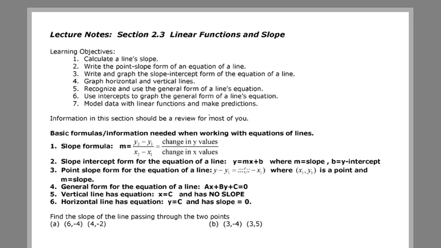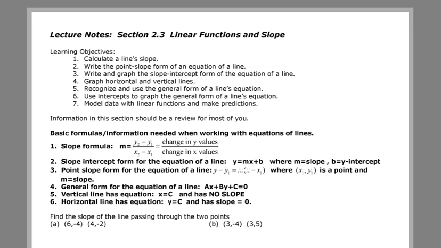Let's look at section 2.3, linear functions and slope. Our objectives here are to calculate a line's slope, write the point-slope form of an equation of a line, write and graph the slope-intercept form of an equation of a line, graphing horizontal and vertical lines, and then those others. You can obviously read those.